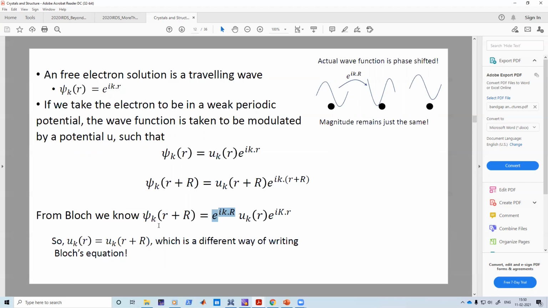There are two ways to write this. You can write any solution psi of r as u_k of r, where u_k is some function which has the periodicity of the lattice, multiplied by the plane wave. The second way to write this is that any translation by a lattice vector is equivalent to multiplication by a phase factor. Both of these give the same meaning.